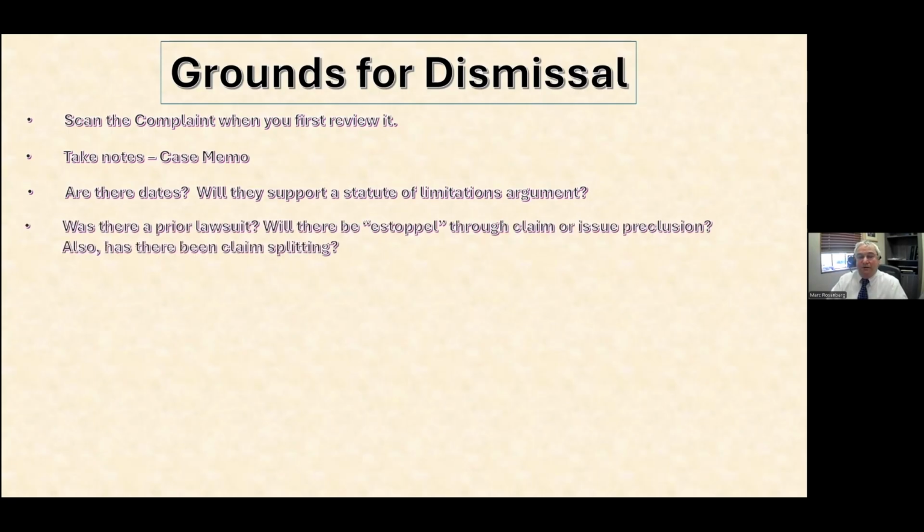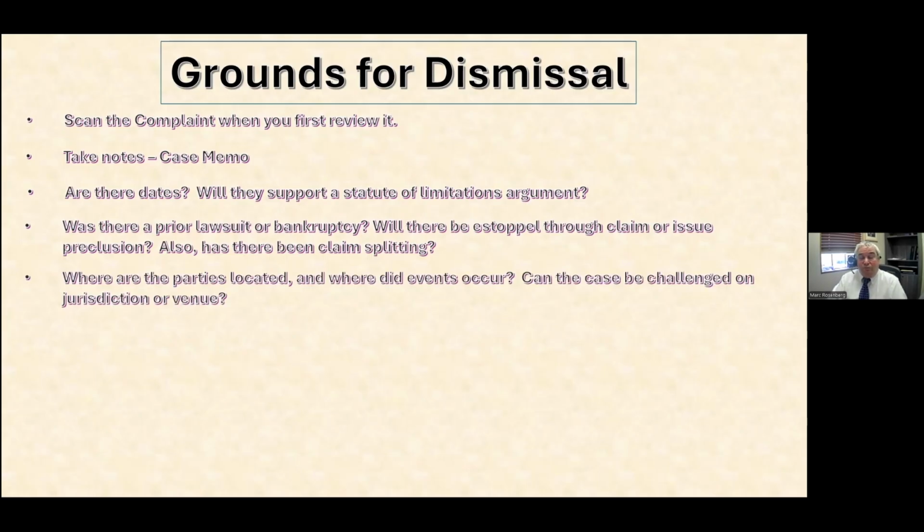Was there a prior lawsuit? There's something called estoppel. So if there's a lawsuit and it's the same people and it's the same general topic, and there's a couple of other elements that are the same, those orders or decisions in the prior case might decide an issue in your case or might preclude the case.